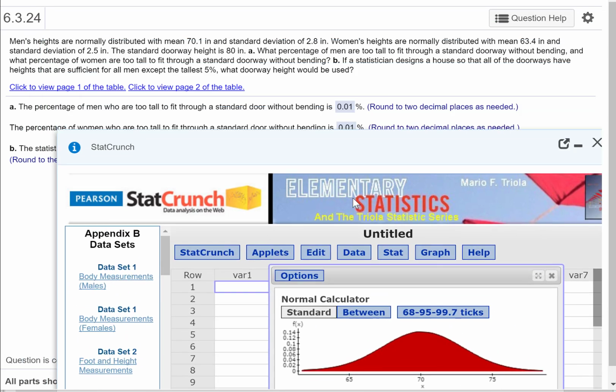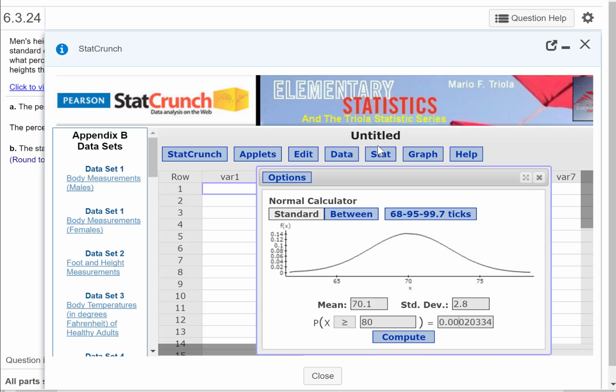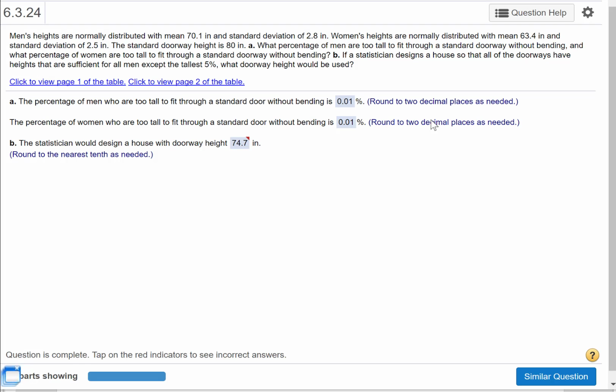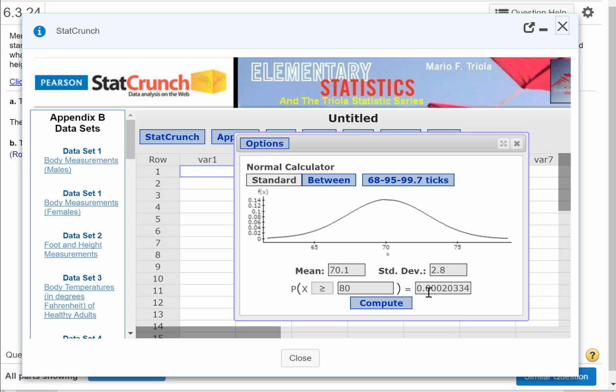In fact, I read it again, it says what percentage of men are too tall to fit through the door. So with too tall, we're looking for greater than. There we go. So it's 0.0002. It already has it in percent, so we're going to shift that decimal point 2 places. I'm going to move it over here and then one more. So 0.02%. So that should have been the answer on that one, 0.02%.